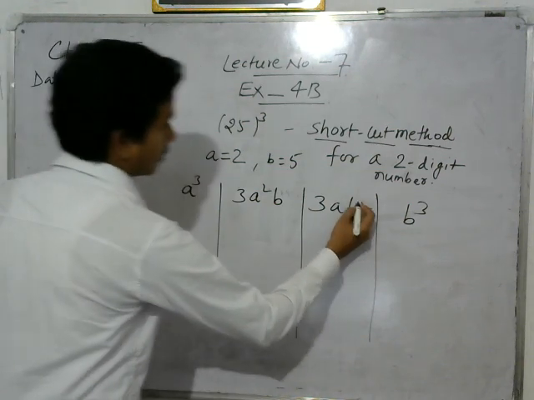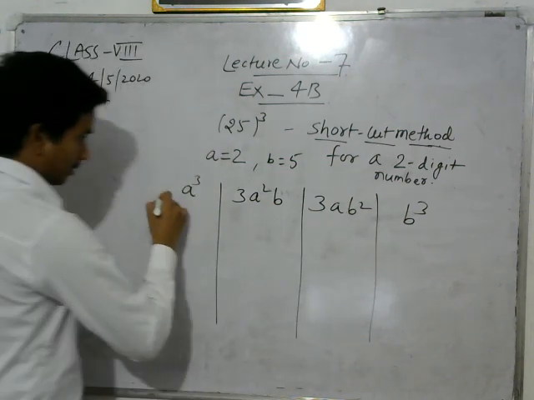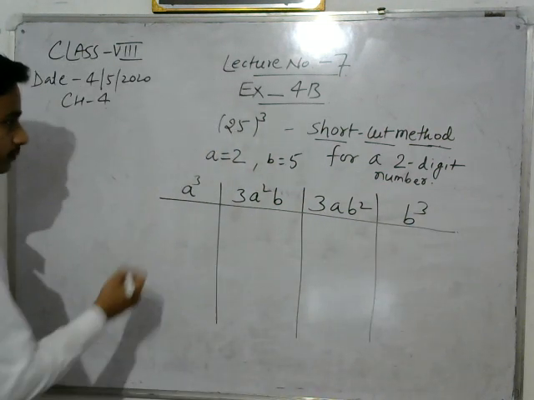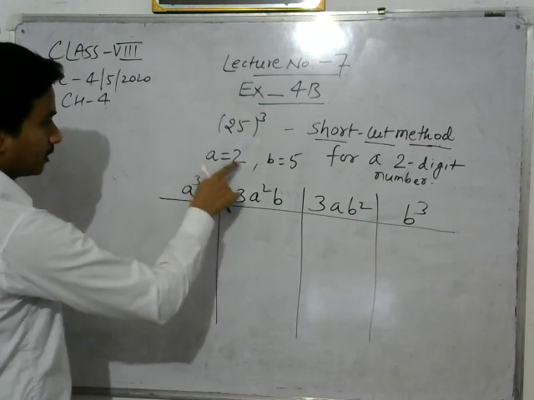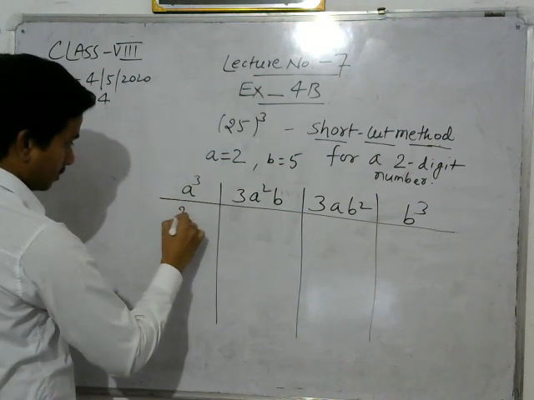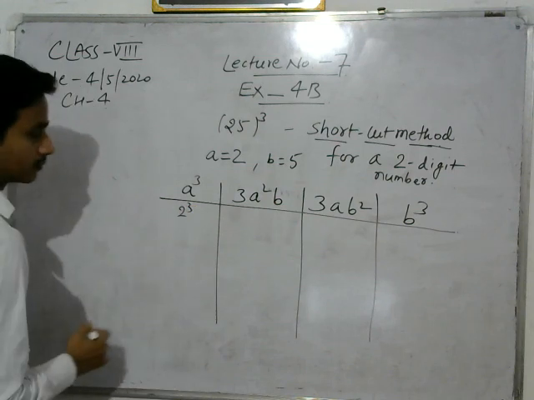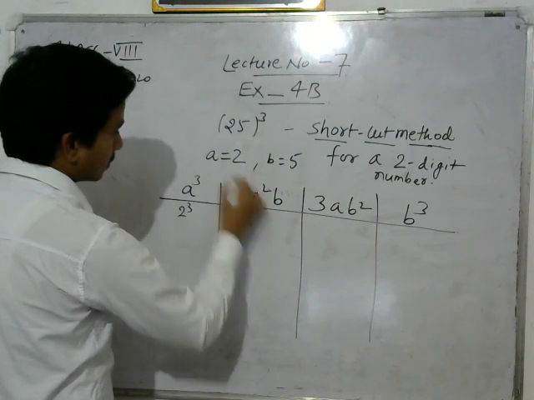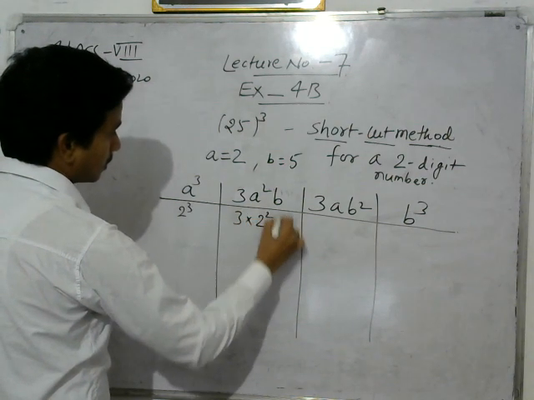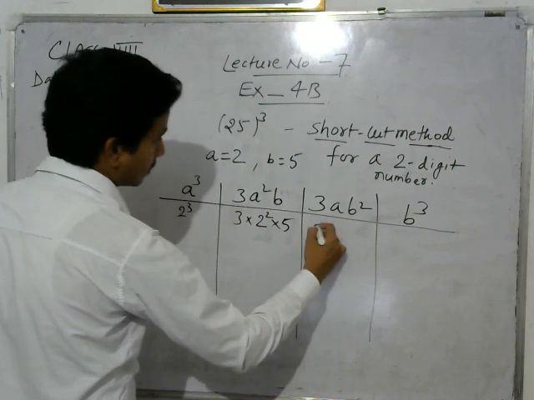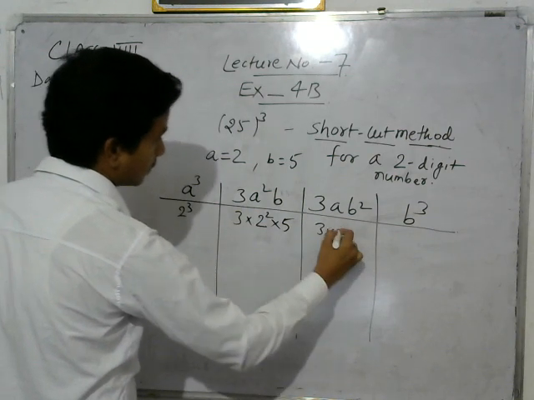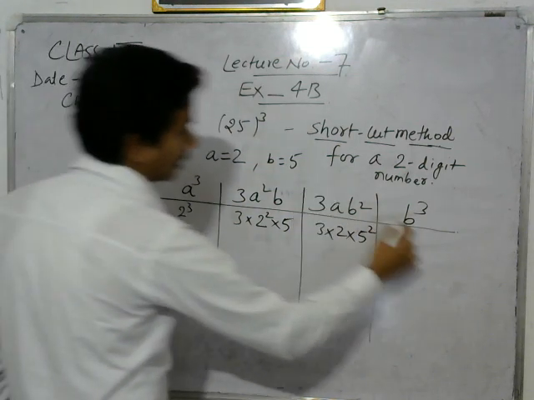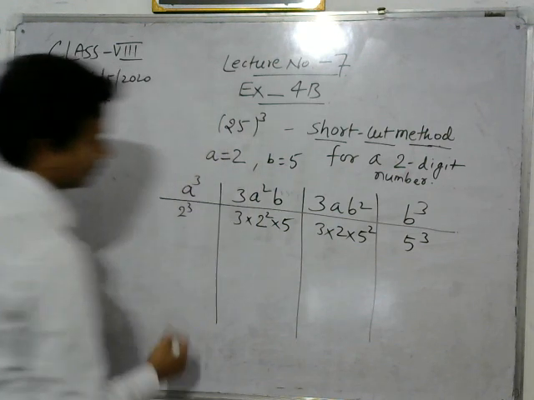Okay, now what is the value of a cube? Put the value of a. a is 2, so 2 cube. Again 3 into what is the value of a? 2 square into what is the value of b? 5. Now 3 into a, what is the value of a? 2 into b, what is the value of b? 5 square, and here 5 cube.